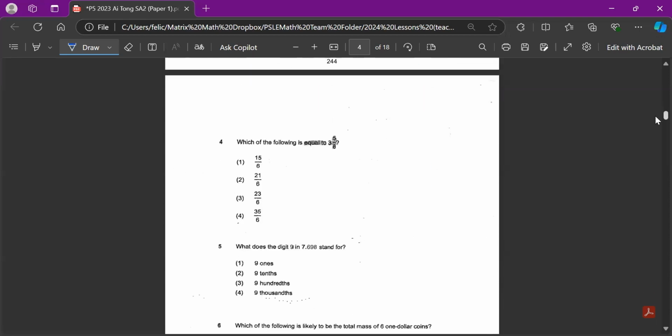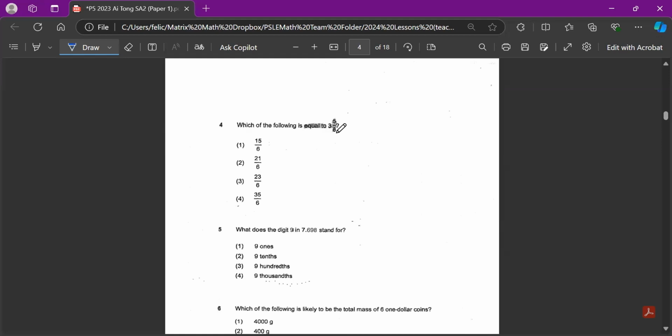Okay, question 4. Which of the following is equal to 3 wholes and 5 over 6? So this is an improper fraction, right? Simply 3 times 6 plus 5. For 3 wholes and 5 over 6, just multiply these two numbers, 3 times 6, then plus 5, which is 23. 23 over 6. So that would be our option 3. This is your P4 work, changing mixed number to improper fraction.